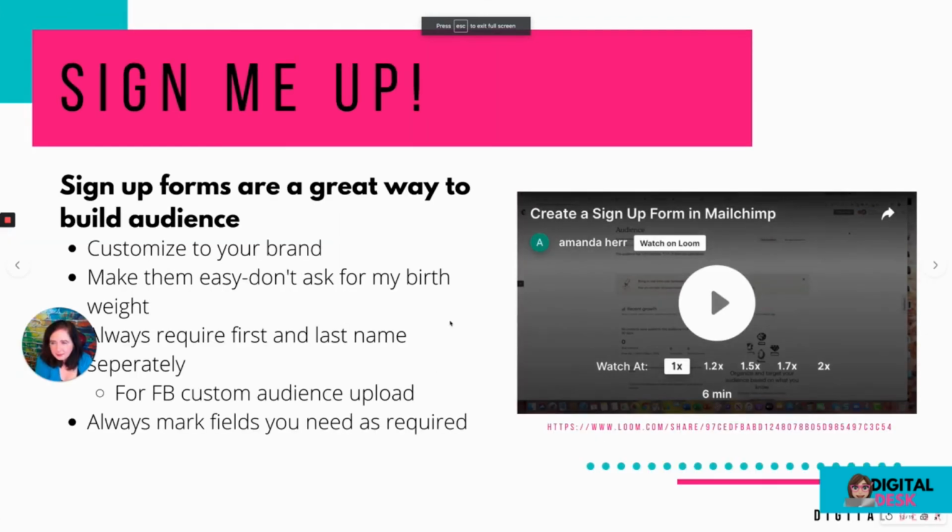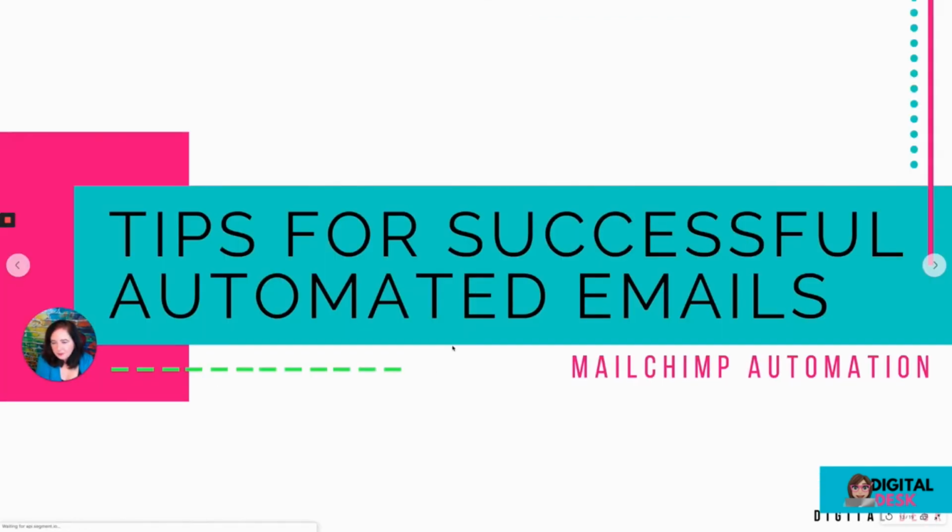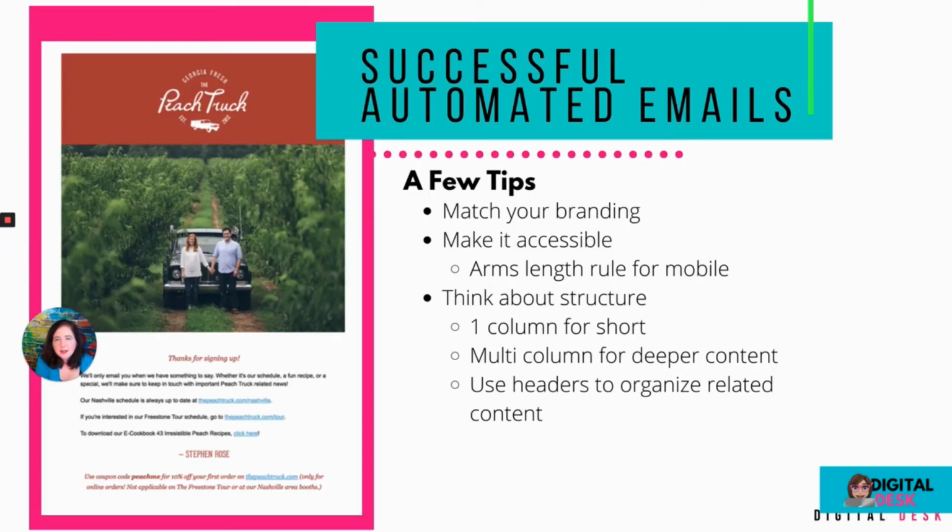And then tips for success for your automated emails. So a successful automated email matches your brand, obviously. It's accessible. One of the cool tips that I found was when you're writing your email, take your cell phone, send it to yourself, and hold it at arm's length. You can't see that I'm doing that. Can you read it? If the answer is yes, then great. If you can't, then maybe up that font size for those people who may have older eyes.